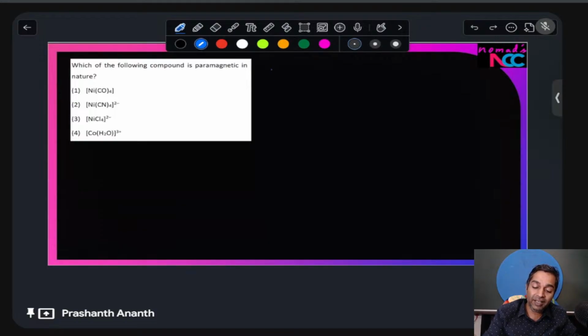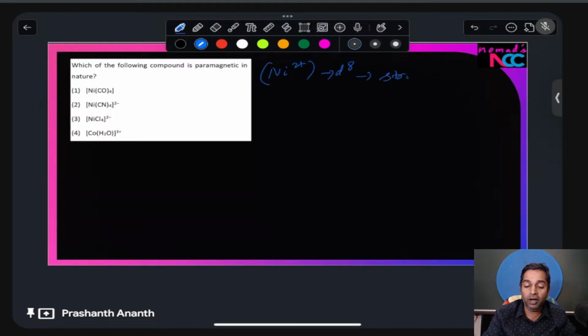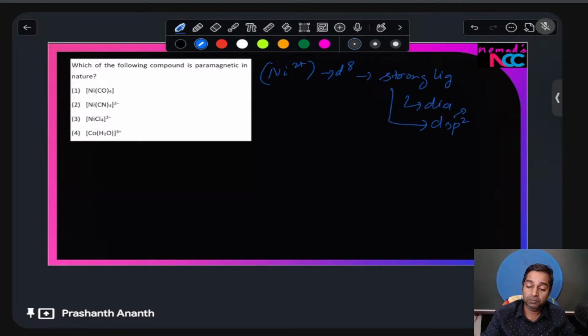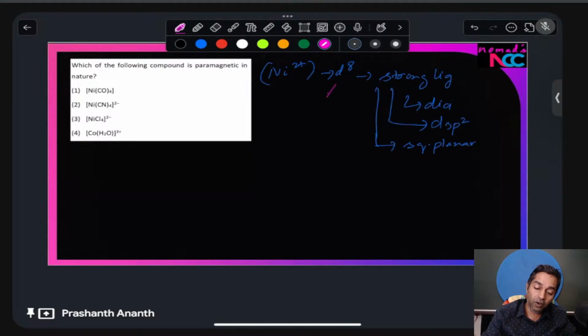So if I'm considering nickel 2+, this is going to be d8. If it is a strong ligand, it will be diamagnetic, and pairing up will happen. In a strong ligand, it will be dsp2 and it will be square planar. I don't need to write in such a cramped manner here. I'll write it properly. So it's going to be square planar. Whereas if the same d8 is in a weak field or weak ligands, what will happen? This will be paramagnetic. It will be sp3 and it will end up being tetrahedral.